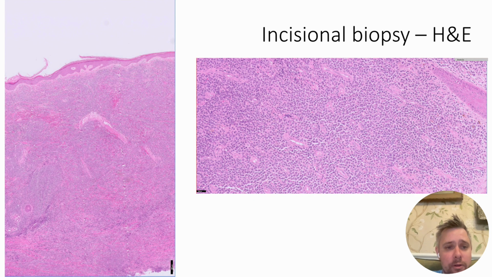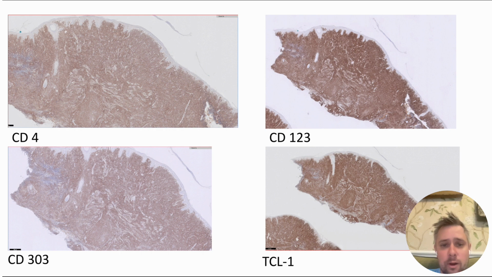He had an incisional biopsy done, and this showed a diffuse, tightly packed dermal infiltrate. It actually extended down to the subcutis and to the muscle as well. And these were quite uniform, small cells with dense nuclei. Staining was done on it and it was positive for CD123, CD4, CD303, and TCL1.